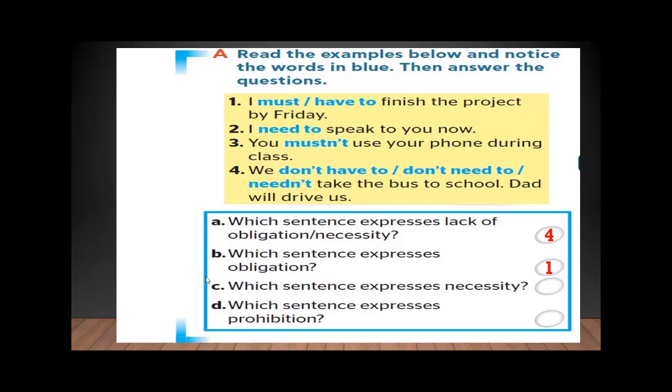Number B, which sentence expresses obligation? As you can already see, number 1 expresses obligation, things that you must do, you have to do. There is no escape from doing it because we have must and we have to. C, which sentence expresses necessity?